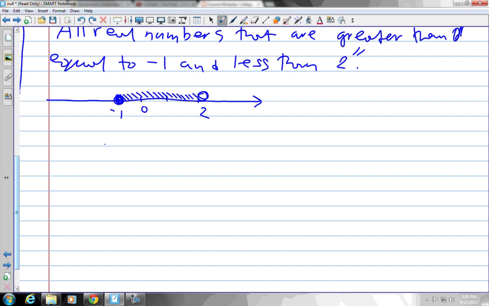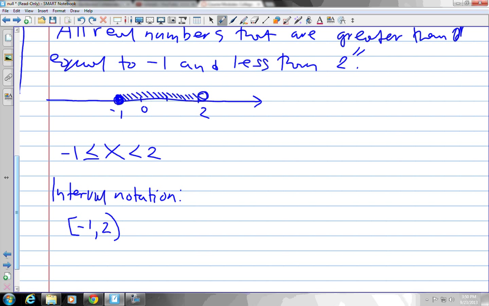So now, mathematically speaking, you have all the x's that are greater than or equal to -1, but less than 2. So you can write it like that. So every number on that interval satisfies that inequality. And in the interval notation, it is from -1 to 2. We put a bracket around -1 and a parenthesis around 2.